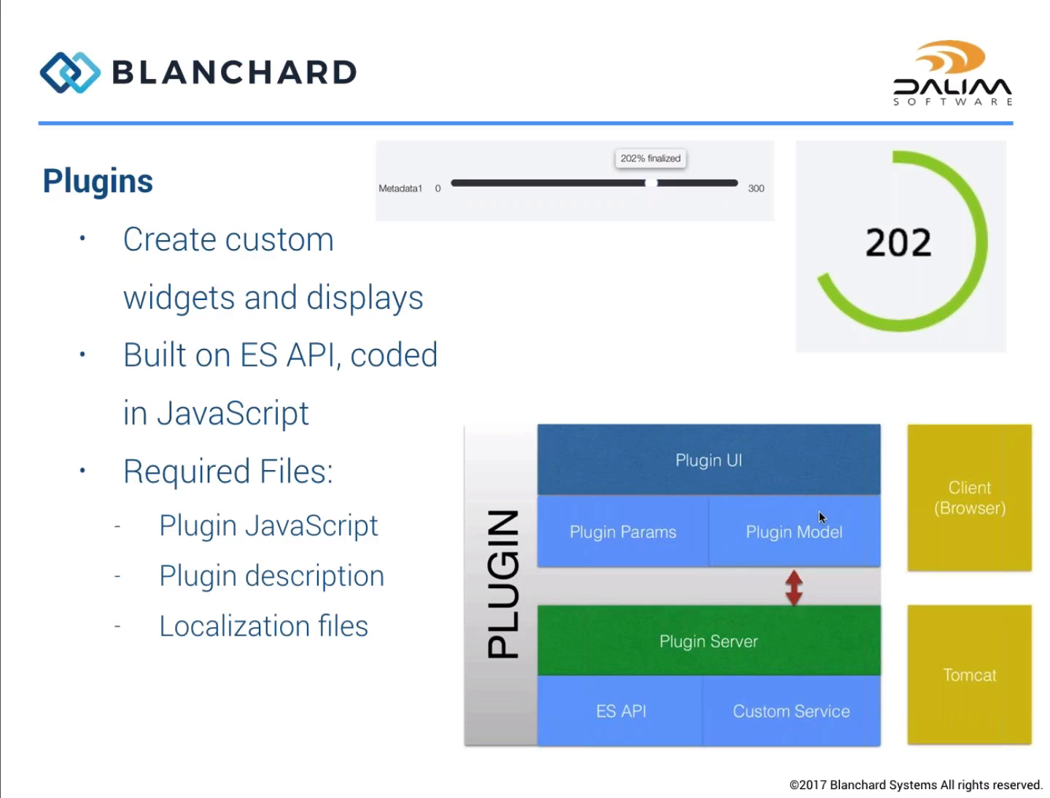So examples of some of these plugins, there's one here where maybe you just need to collect a number from 0 to 300, and you don't want the user to just have a text box they type it in. You could have something like this where you have a slider which allows you to click and drag and set that metadata by changing a slider.